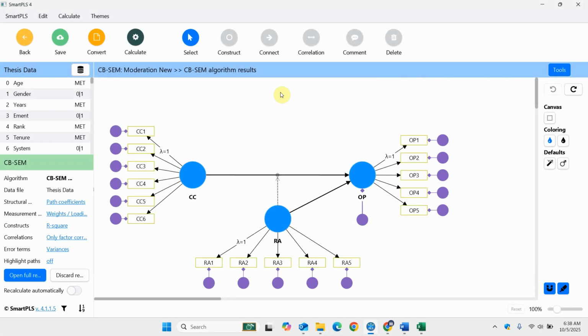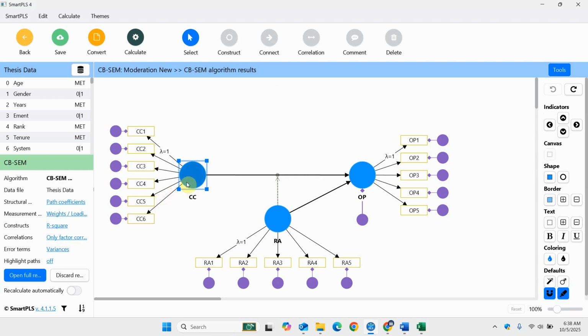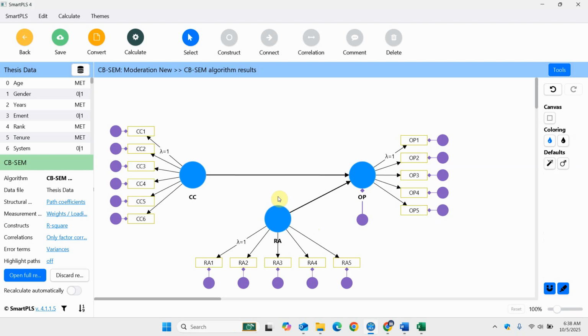In this session, we are going to focus on how to run moderation analysis in SmartPLS when using covariance-based SEM. In this particular example, I've got my independent variable as collaborative culture. The dependent variable is organizational performance, and the moderating variable is role ambiguity. Once you have added these constructs onto the canvas, I want this role ambiguity to moderate this relationship here.